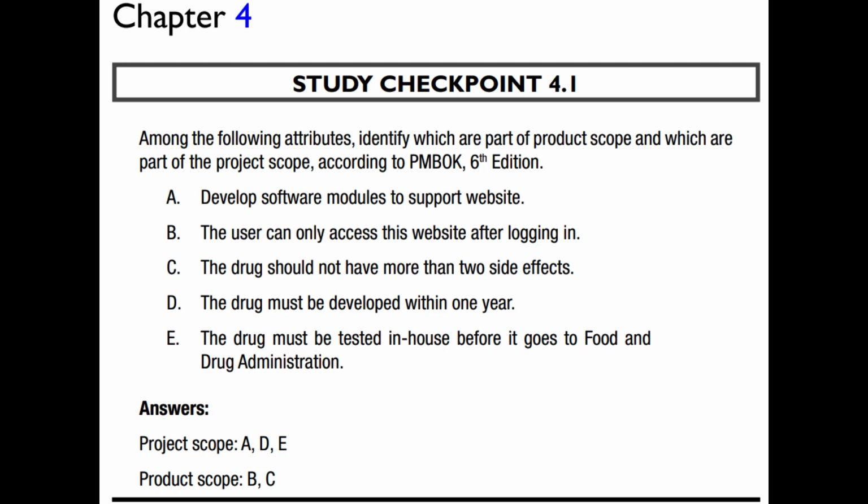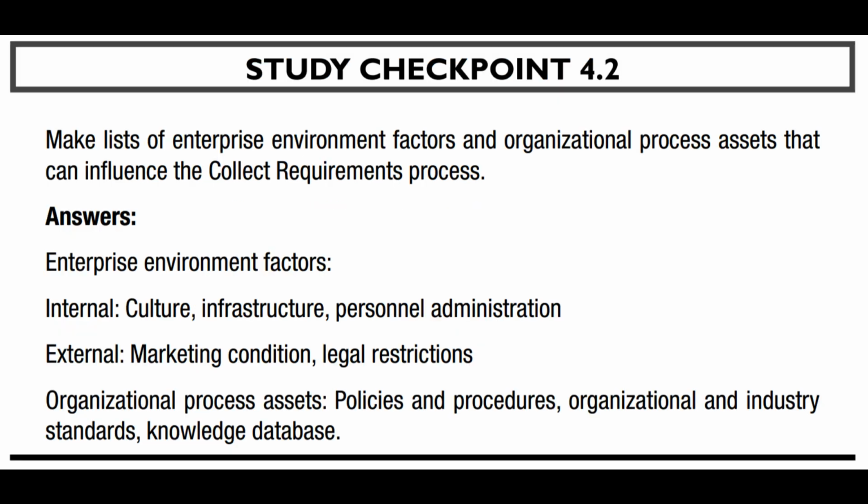Study checkpoint 4.1. Among the following attributes, identify which are part of product scope and which are part of the project scope, according to PMBOK, 6th edition. A. Develop software modules to support website. B. The user can only access this website after logging in. C. The drug should not have more than 2 side effects. D. The drug must be developed within 1 year. E. The drug must be tested in-house before it goes to the Food and Drug Administration. Answers. Project scope: A, D, E. Product scope: B, C.